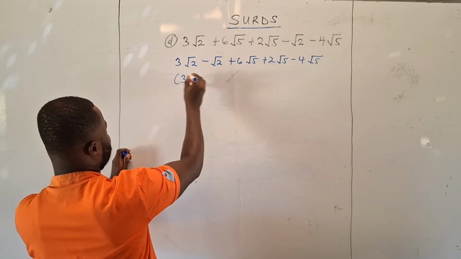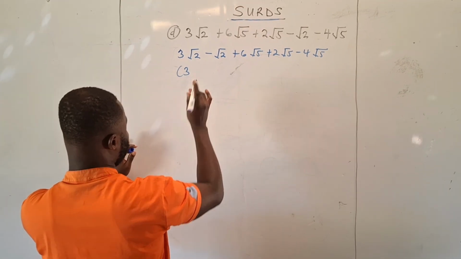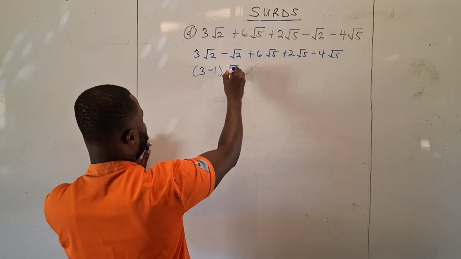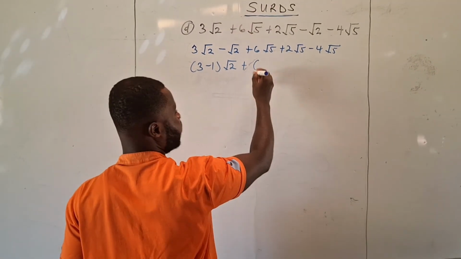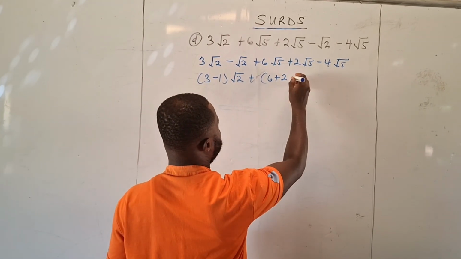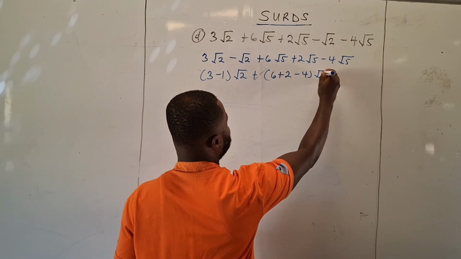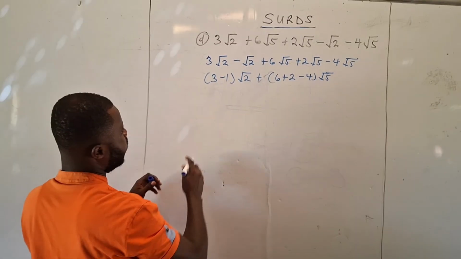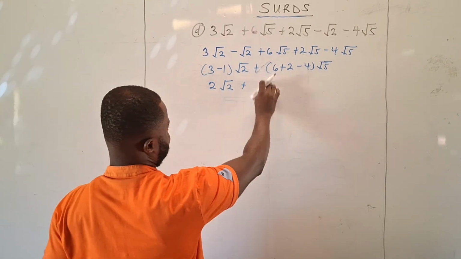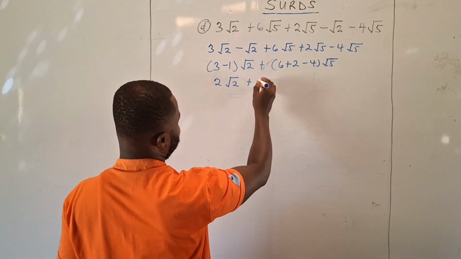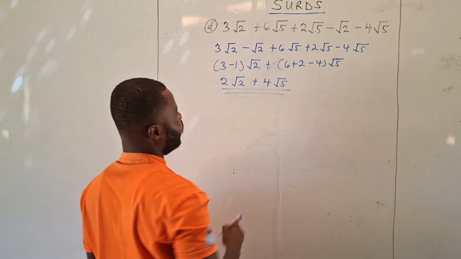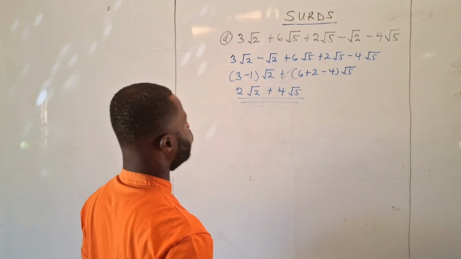Now, as we know, 3, now there's 1 here. So we shouldn't always forget, a root with no number in front, there's 1 there. So minus 1, all root 2, plus 6 plus 2 minus 4, all root 5. So we have grouped them. Now 3 minus 1 is 2 root 2, plus 6 plus 2 is 8. 8 minus 4 is 4. So we are going to get 4 root 5. So this is the final answer on how to add these simple roots.